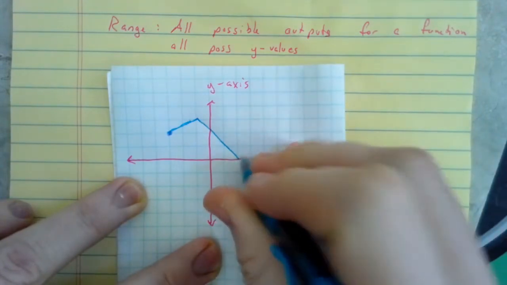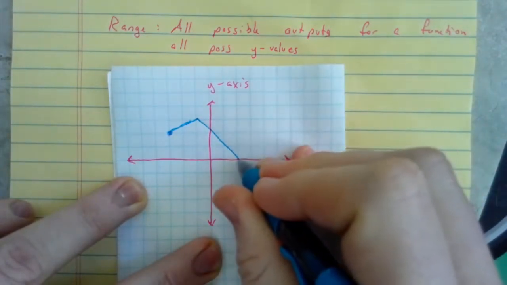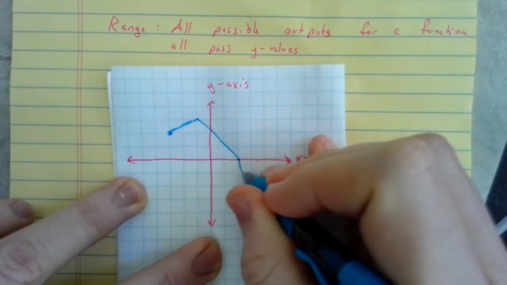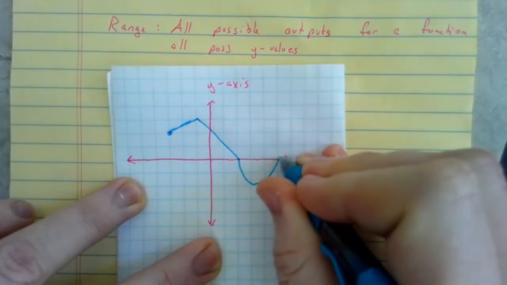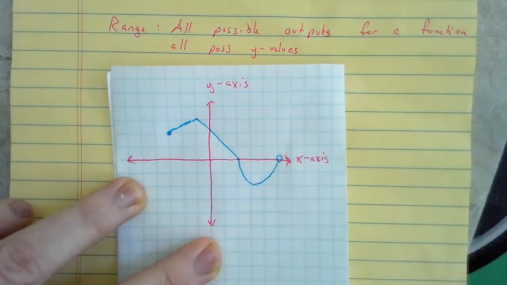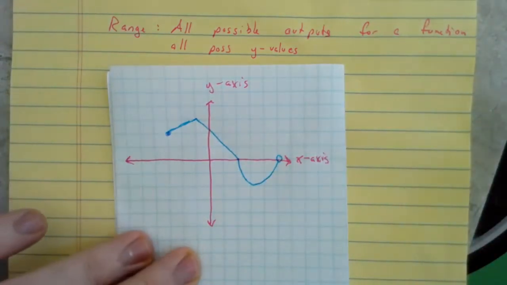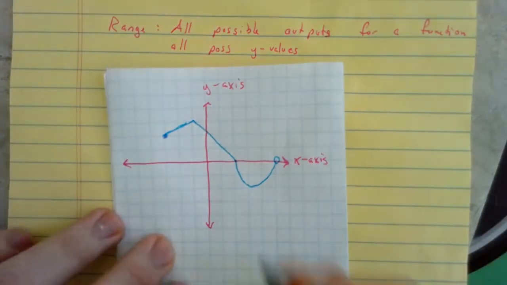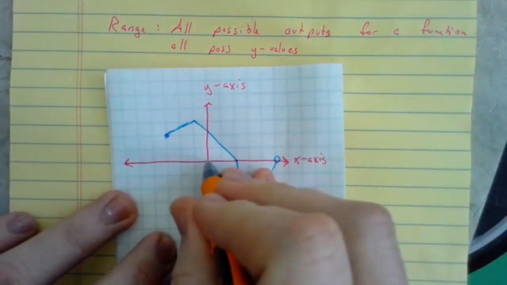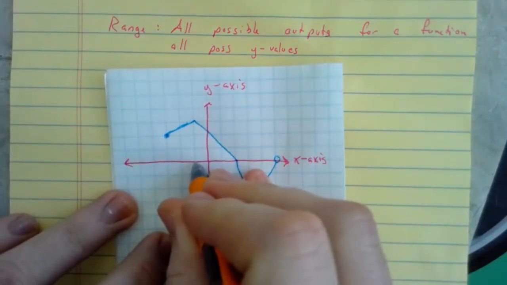Okay. And then maybe from here it does kind of a parabolic shape. Okay. And I'm going to end it with an open circle. Okay. So this is what my function looks like, right? And this is crazy. But if I look at this function, I can start looking at inputs and outputs, right?